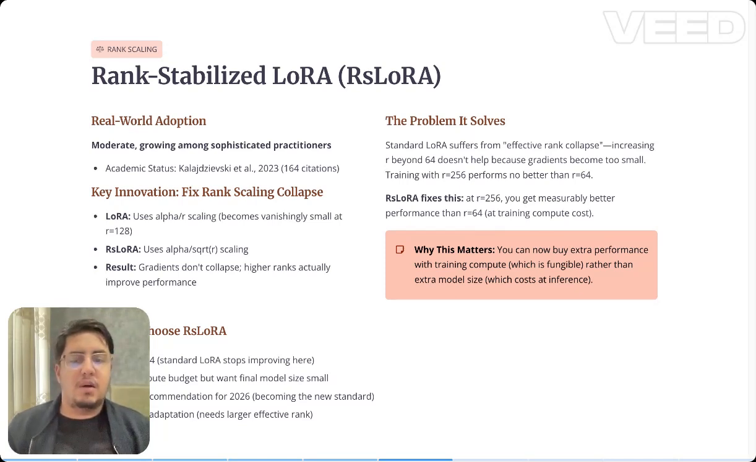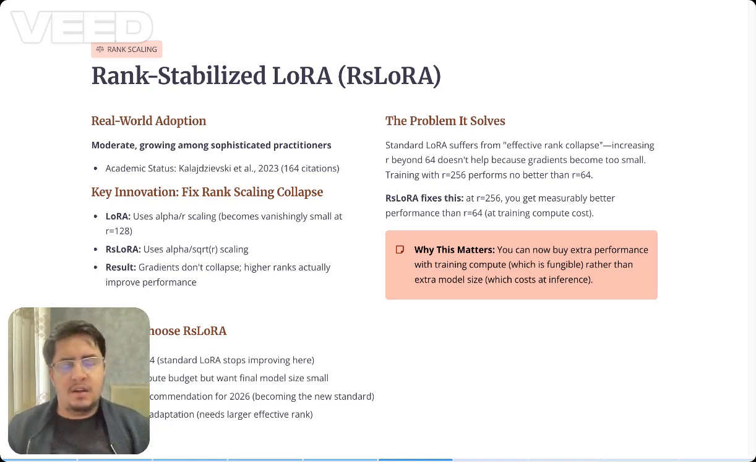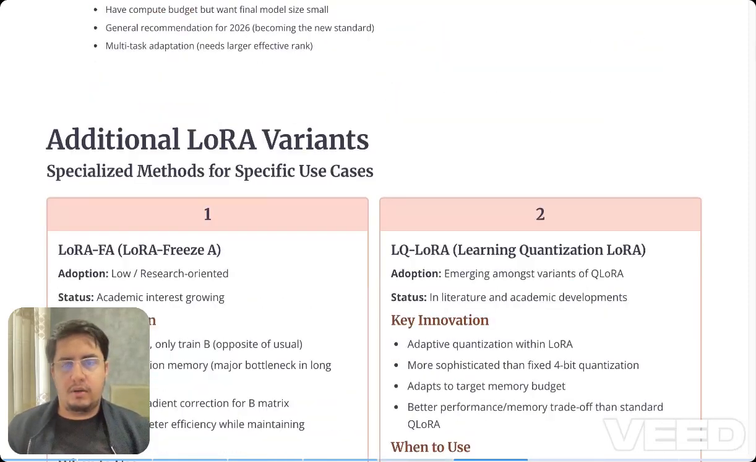If you have a compute budget but want a final model of smaller size, or multitask adaptation, where you would essentially need a larger rank. So essentially, in cases where you would require a large rank, is where you would use RS LoRA. That is your takeaway here. Eventually, we are seeing RS LoRA and its scaling factor adapted in a bunch of different places across a bunch of different methods as well. So this has been a standing ground for a lot of other LoRA variants that have come across lately. So this is all on RS LoRA.